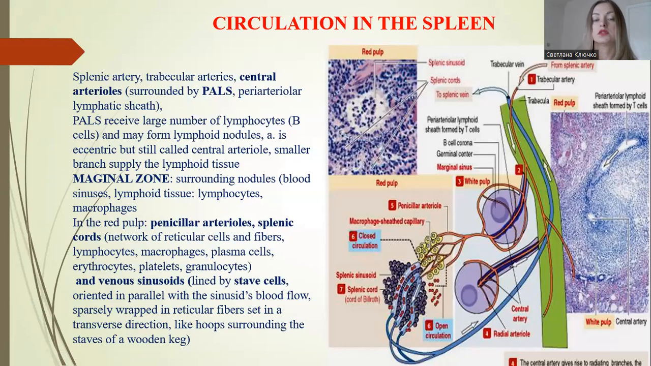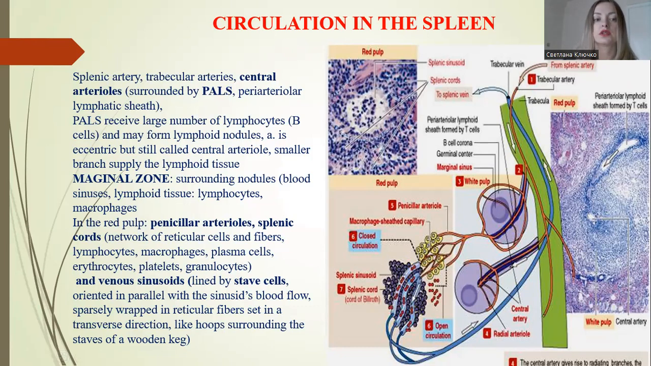It's interesting that circulation in the spleen has two types, open type and closed type. Splenic artery, first, splenic artery, then blood streams in trabecular arteries, then in central arterioles surrounded by periarterial lymphoid sheath, this one.